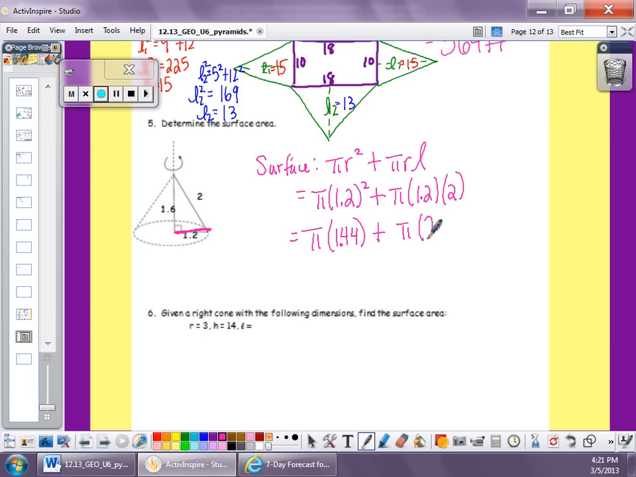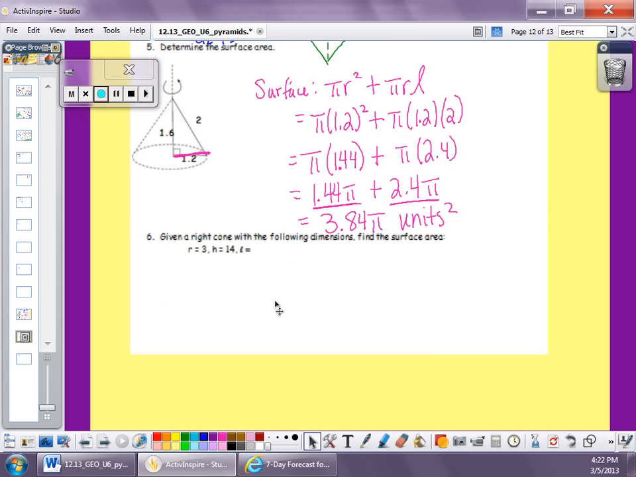pi times 2.4. I could rewrite this as 1 and 44/100 plus 2 and 4/10 pi. Because these are both in terms of pi, we can consider them like terms. So this would be 3 and 84/100 pi unit squared.